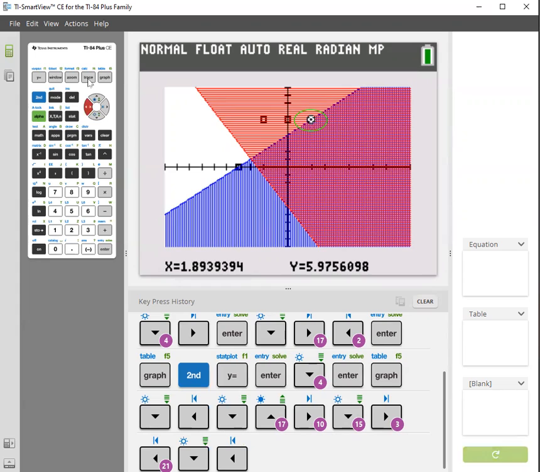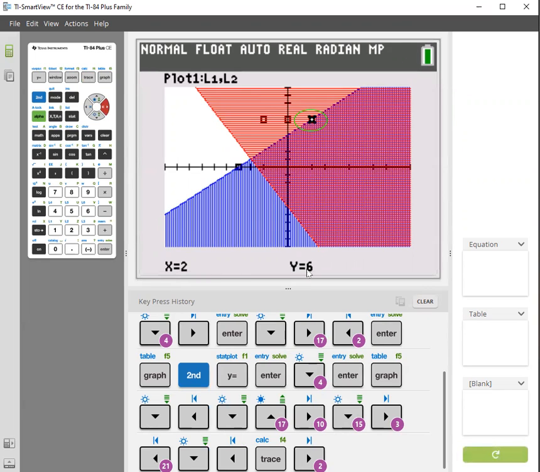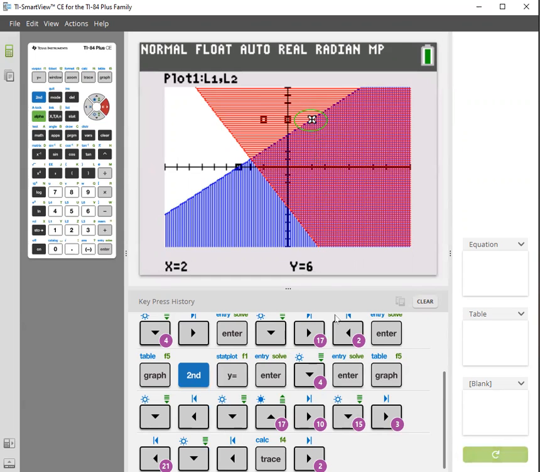The other thing you can do is click the trace button, and then that's good because it'll trace the plot. So if I go to the right, it'll go to that point. There it is. 2, 6 is the blinking point, which is the solution to the system. That's part of the inequality because it's less than or equal to in the first equation, and also greater than or equal to with the second equation. So the solution to this problem was choice C, 2, 6.